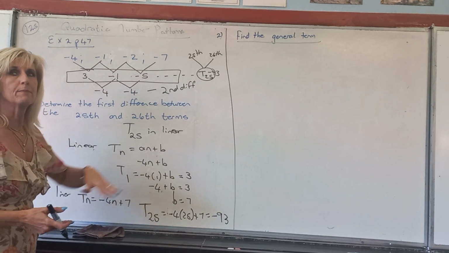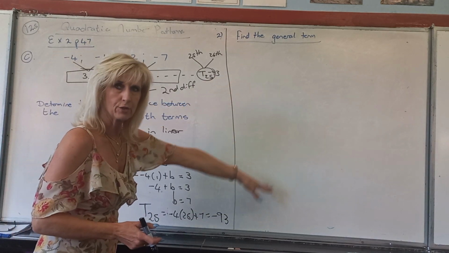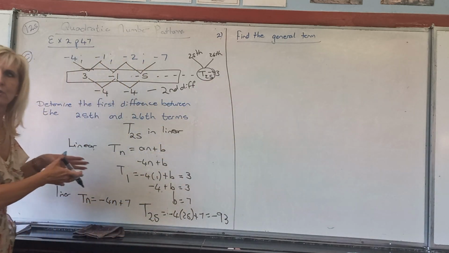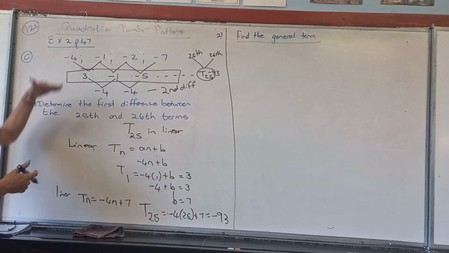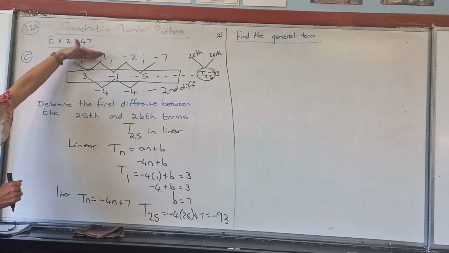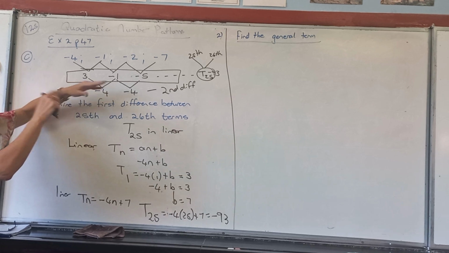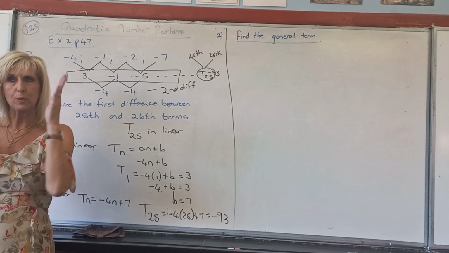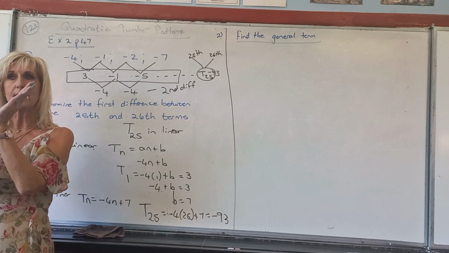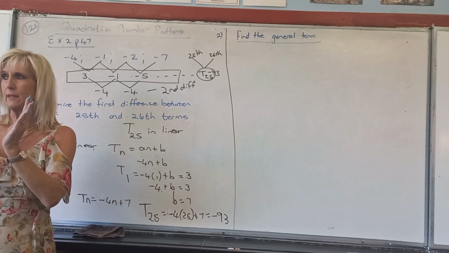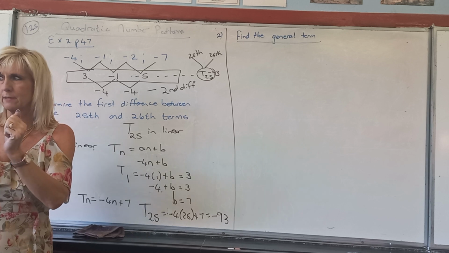Now you could have done it by finding the general term, like we're going to do now, but this is what I wanted to show you because it's something that you've got to realize. In all quadratic patterns, there is still a linear pattern because the first differences make up a linear pattern. And the whole thing about between the 25th and 26th one is term number 25 in the linear one. Have you got that principle?